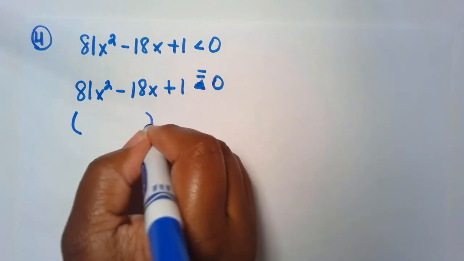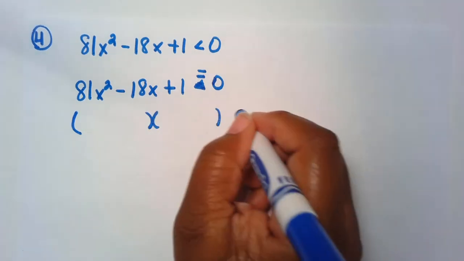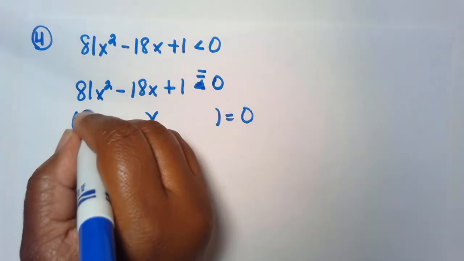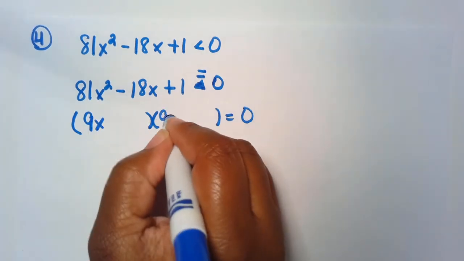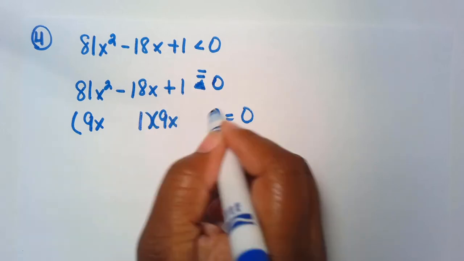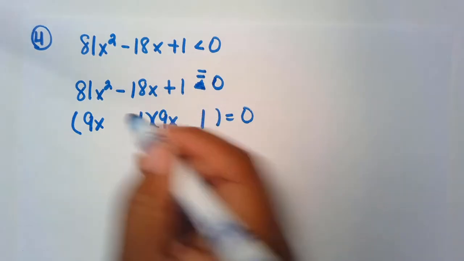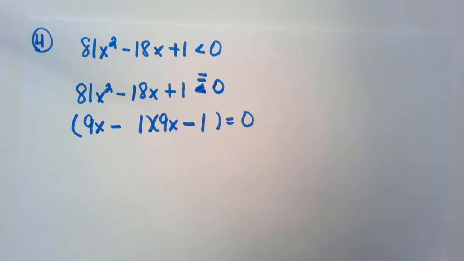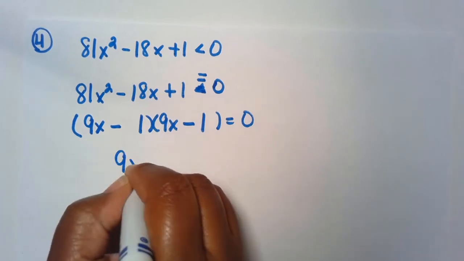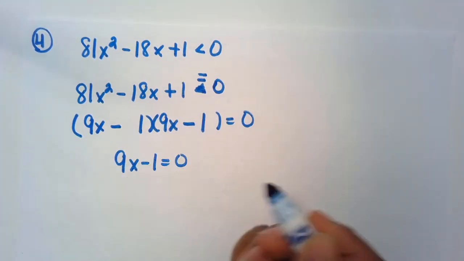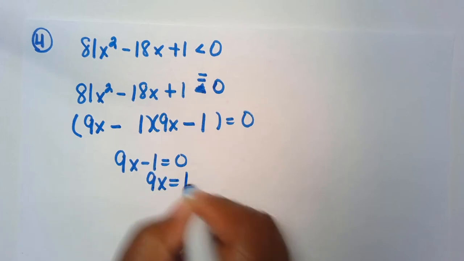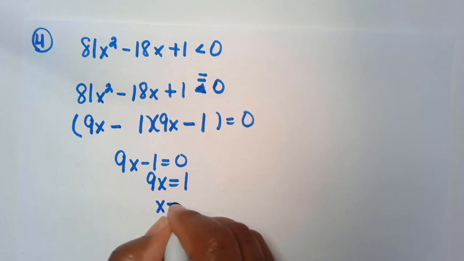So remember, in a perfect square trinomial, the first and last terms are perfect squares. Break down 81x squared, we have 9x, 9x. Break down 1, we have 1 and 1, and then we have the same signs, a minus and a minus. And since the 9x minus 1 is being repeated twice, we only need to write one solution. So add 1 to each side, then divide by 9, we have a solution of 1/9.